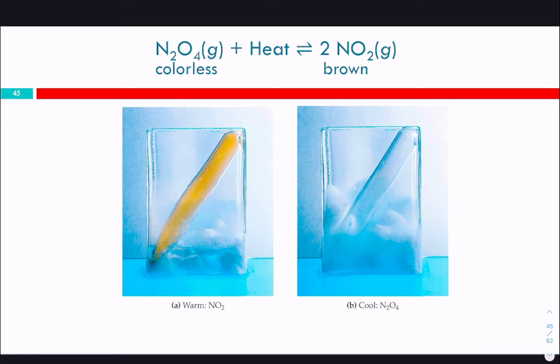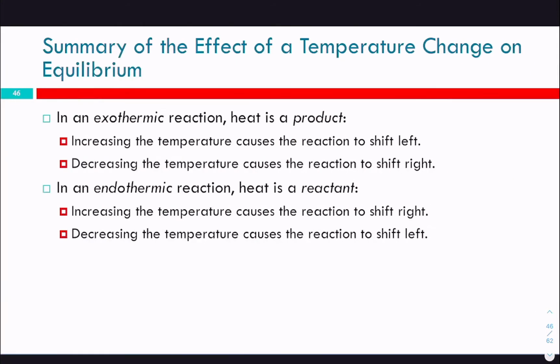That shifts the color. So if we heat this up, we're adding more heat, that's going to shift it to the right, and we'll get the brown, warm nitrogen dioxide, NO2. If we cool that back down, we're removing heat, which is one of the reactants again, so it'll shift to the left, and we'll get dinitrogen tetroxide, which is blue. Or clear, maybe. Hard to tell.